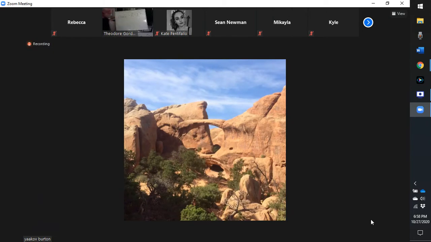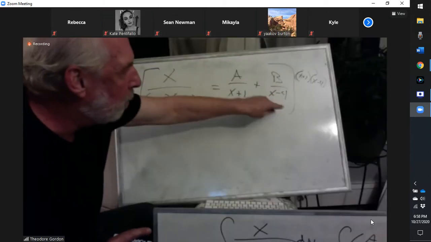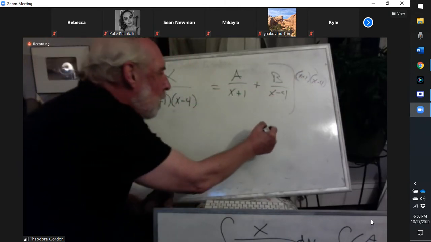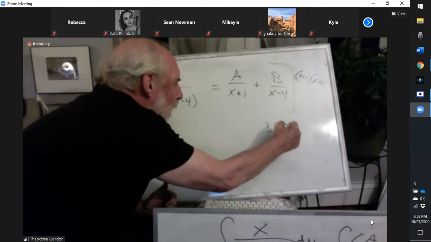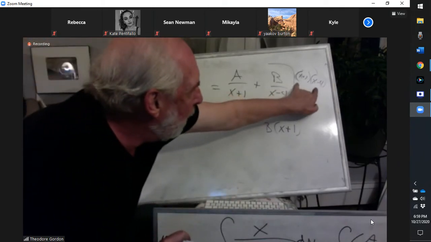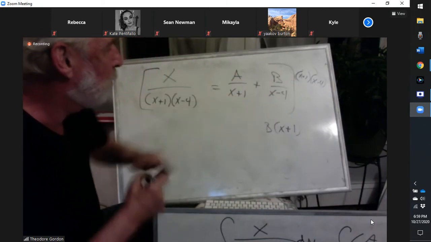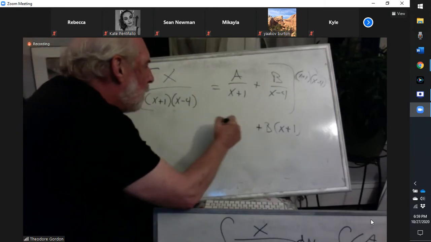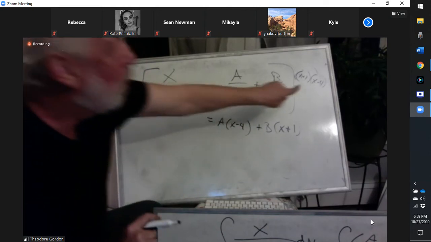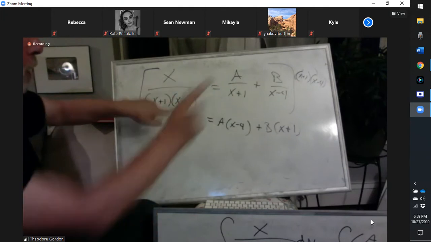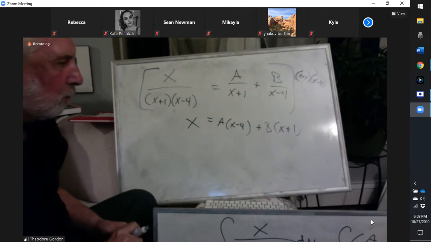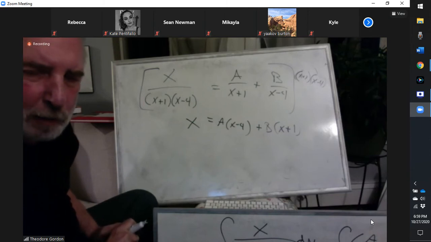When we multiply across, so when we multiply here, the x minus 4s cancel out, and that leaves us with b times x plus 1. When we multiply the LCD against this term, the x plus 1s cancel out, and that leaves us with a times x minus 4. When we multiply the LCD over here to this term, they all cancel out, and we're just left with an x. Okay, everybody all right?